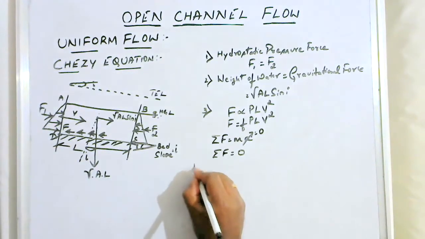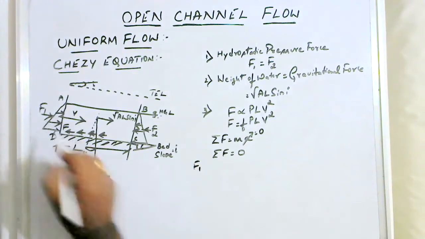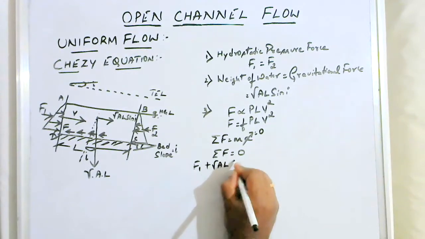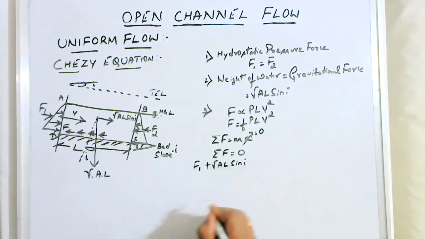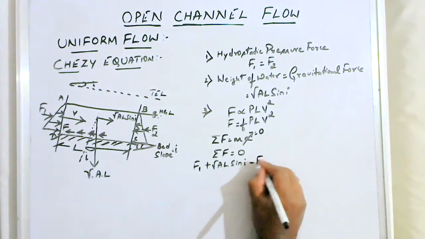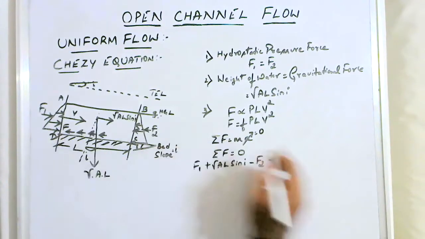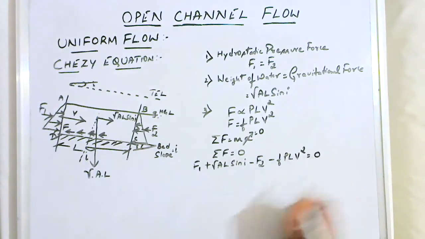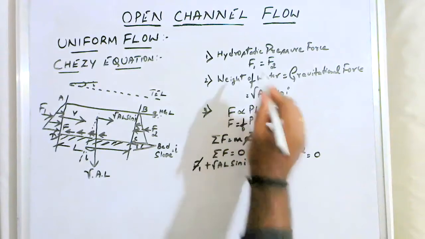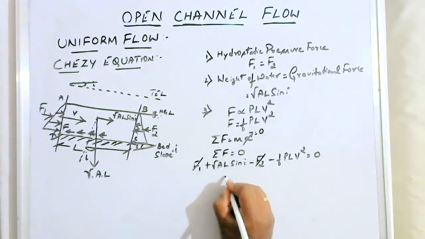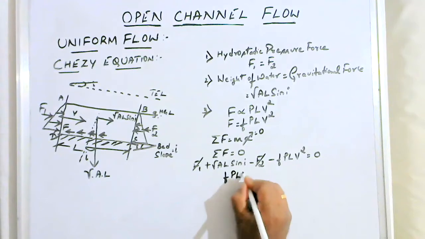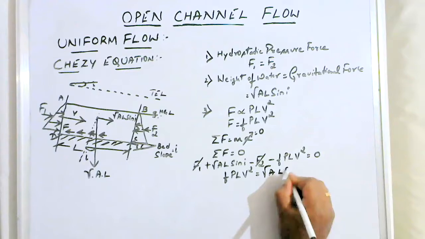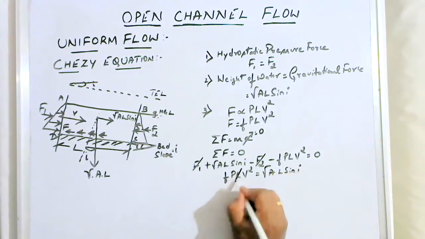Now, let me take this: F1 plus gamma AL sine i. Rightward direction forces are taken as positive and leftward as negative, minus F2, minus this F, which is small f P L V square, is equal to 0. Then F1 and F2 are the same, so these two cancel, and small f P L V square is equal to gamma AL into sine i, where L and L cancel.